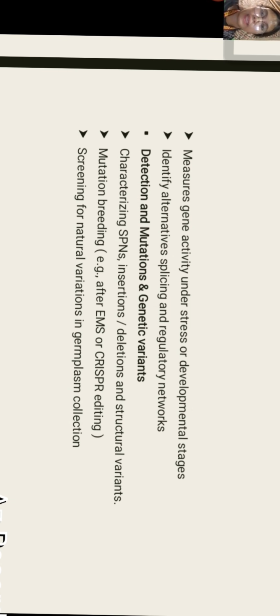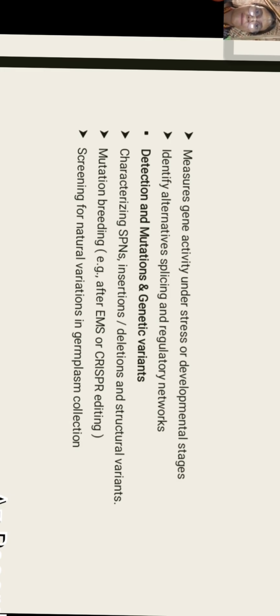SNP, one letter in the DNA changes. Insertions or deletions, something was added or removed. Structural variants, a big change.